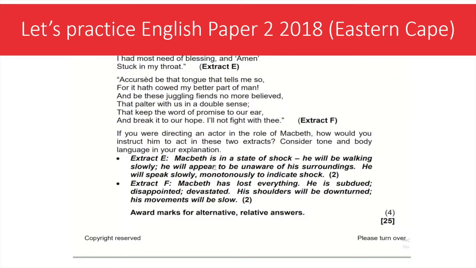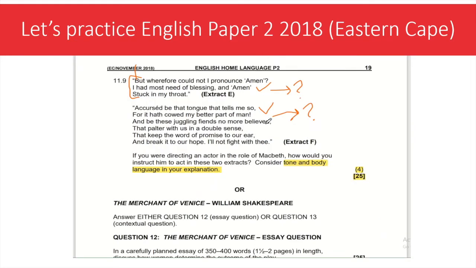So for extract E, you could say that he's in a state of shock. He could be walking slowly. He will appear to be unaware of his surroundings. He could be speaking slowly, monotonously to indicate the shock and the horror. He could even be touching his throat, saying that the words amen cannot come out.